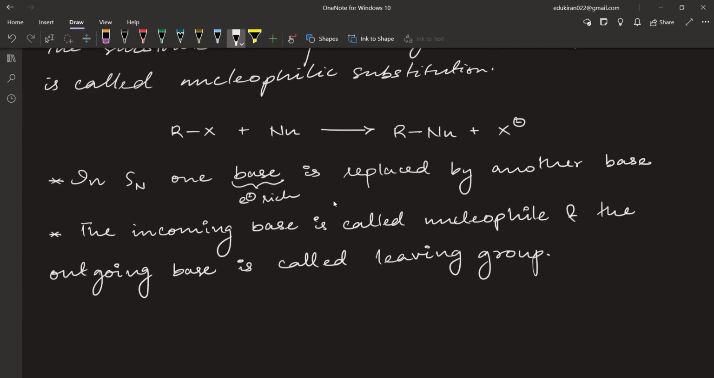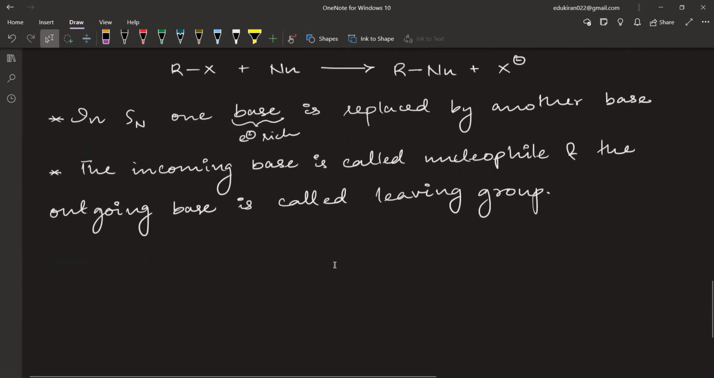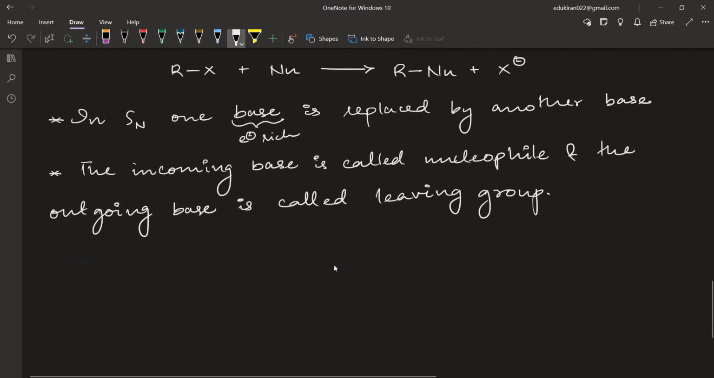Now, nucleophile can replace this X only if the nucleophile is stronger. Is that right? So he is going to someone's home and kicking them out. That means it should be stronger than the incoming. So you should say, sorry, the incoming base should be stronger than the outgoing base. That means the nucleophile should be stronger than the leaving group. Correct?